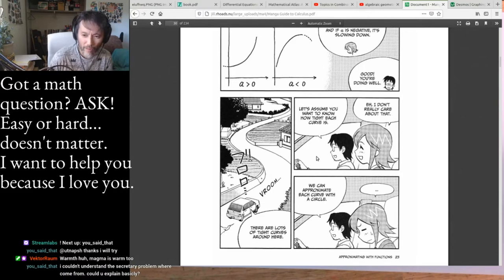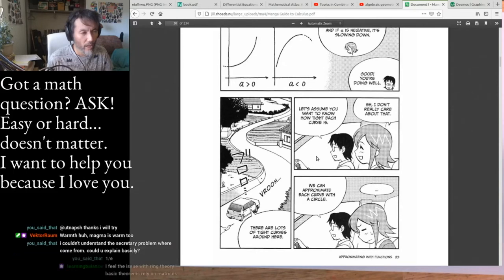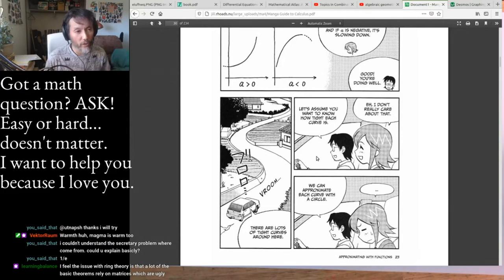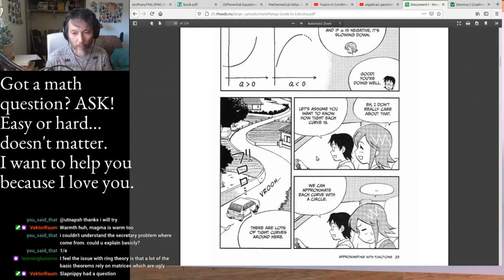What? I don't know what the secretary problem is. Representation theory, what is it? Representation theory is, the definition of a representation is very simple. A representation is just a homomorphism of a group into matrices.